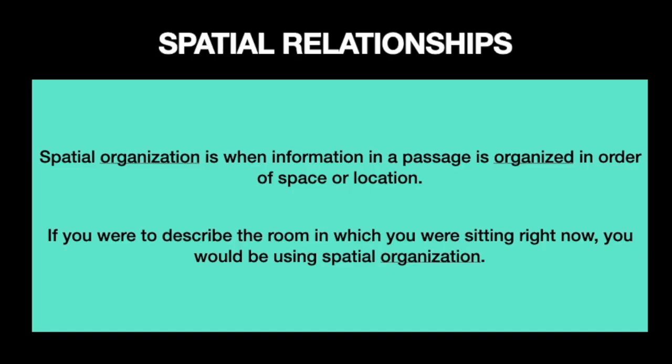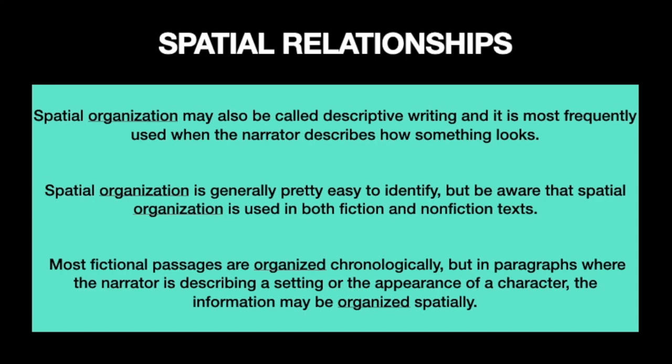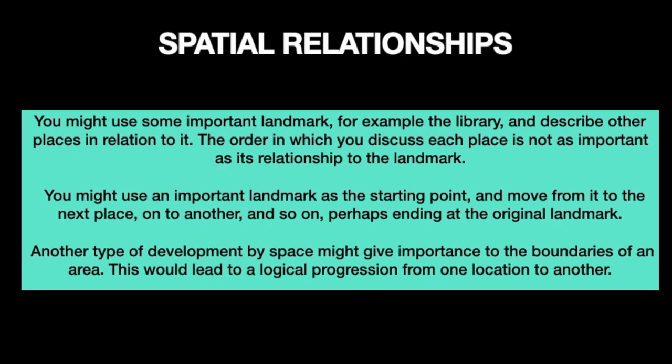Coming to the spatial relationship, we have talked about chronology, which is about sequencing and timing. Spatial relationship is all about space or location. If you were to describe the room in which you are sitting right now, you would be using spatial organization. It can also be called descriptive writing, and it is most frequently used when the narrator describes how something looks. It could be a person, a character, the place where they're sitting, or the environment they are in. It goes into both fiction and non-fiction. So when you're describing a person, character, places, groups, whatever, it comes into spatial relationship.